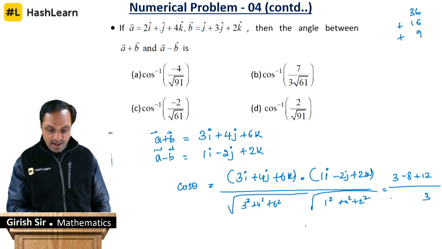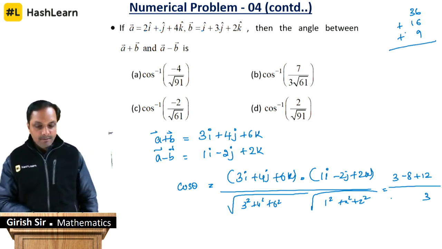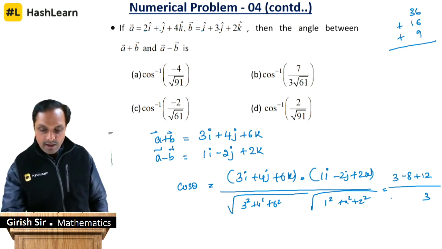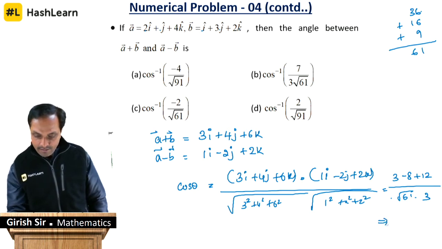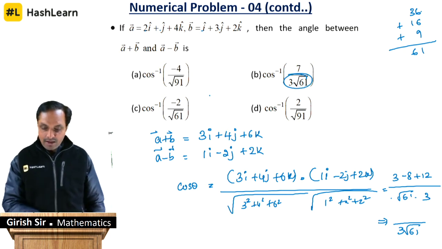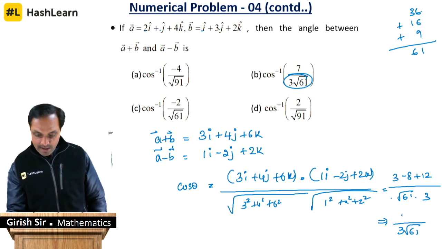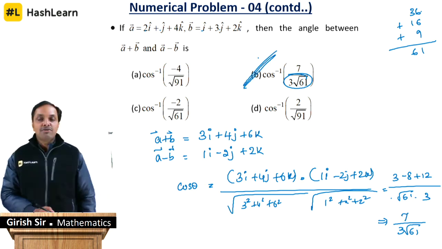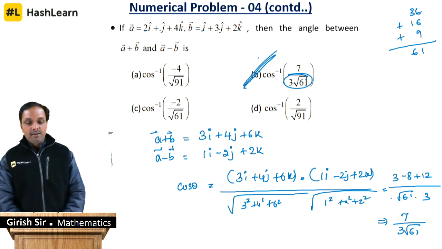8 plus 1 is 9, root 9 is 3. See, this will give you 9, 16, 36 plus 25 is 61, so this gives root 61 into 3. So you have 3 root 61 in the denominator, and the numerator gives 12 plus 3 minus 8, which is 7. That happens to be 7 by 3 root 61, and theta is cos inverse of 7 by 3 root 61.